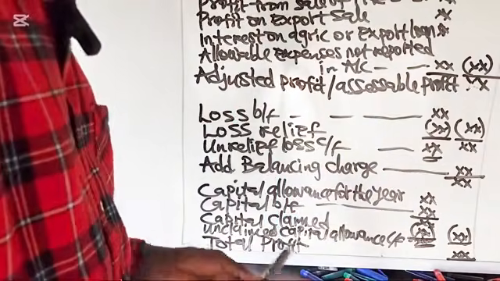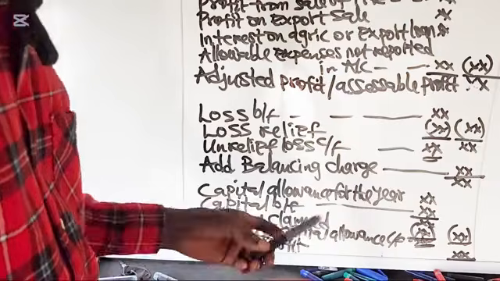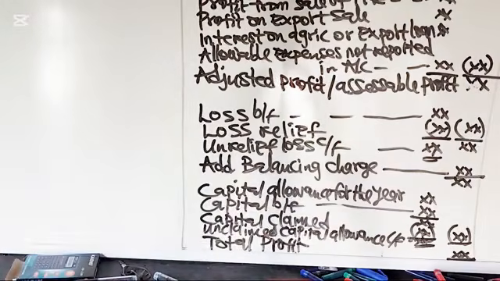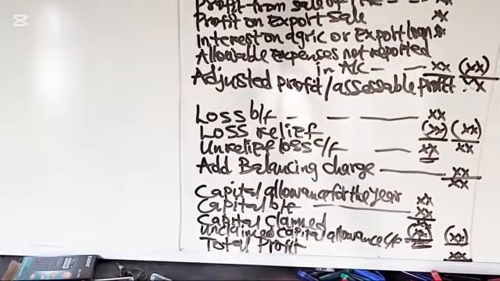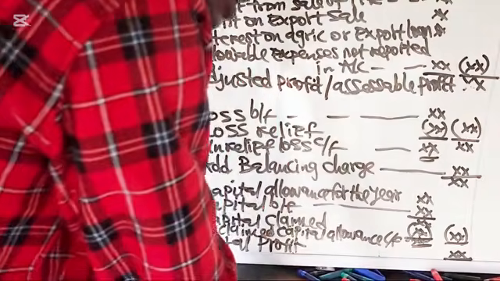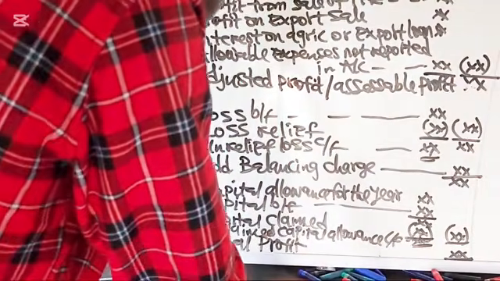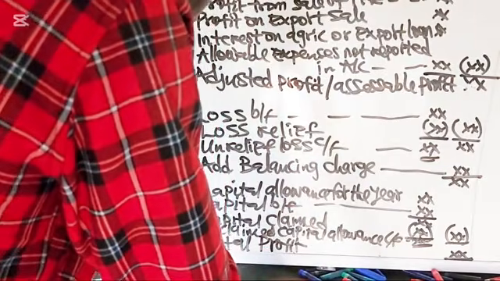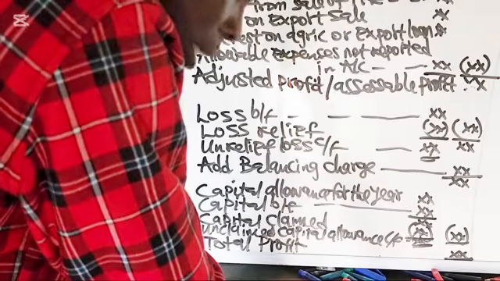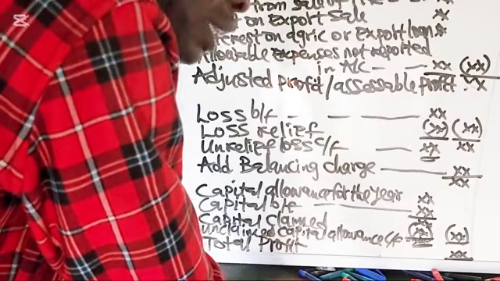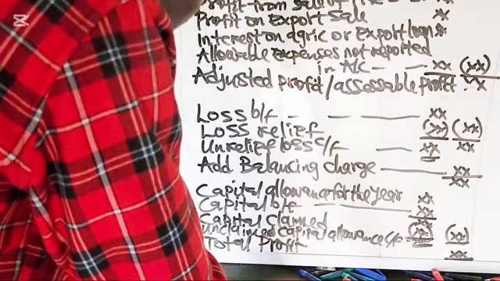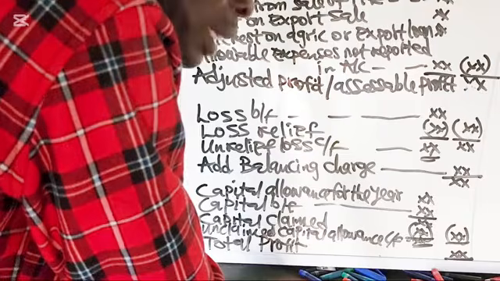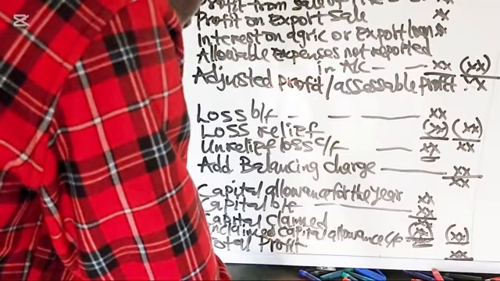I've told you the rate to use depends on the size of the company, whether a small company, a medium-sized company, or a large company. A small company is a company with turnover less than or equal to 25 million, and the tax rate is 0%. A medium-sized company is a company with turnover of over 25 million but less than 100 million, and the tax rate is 20%.